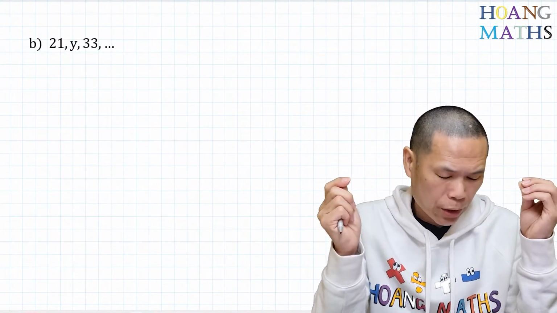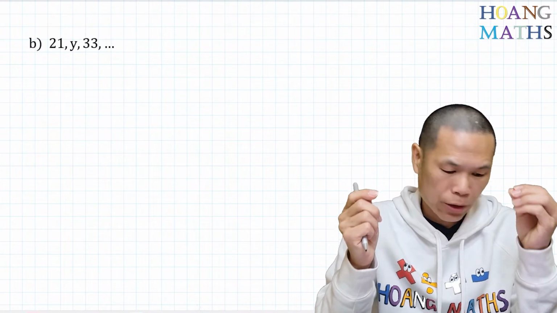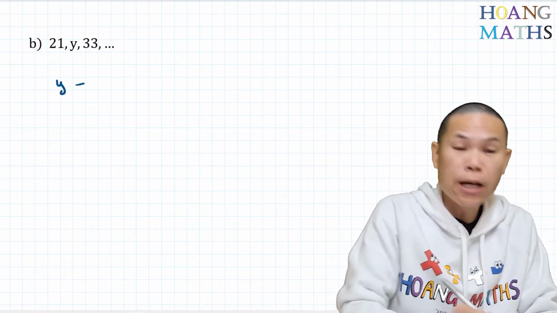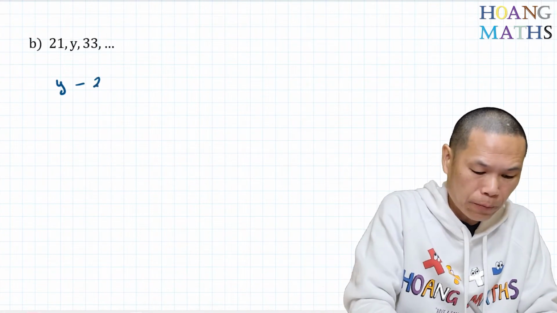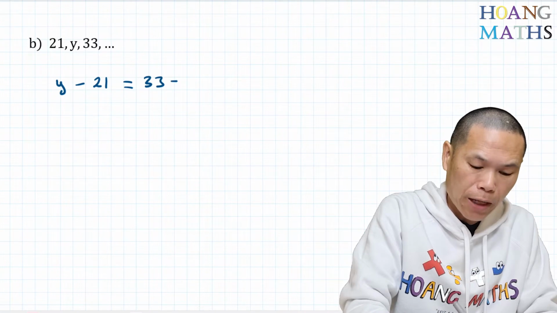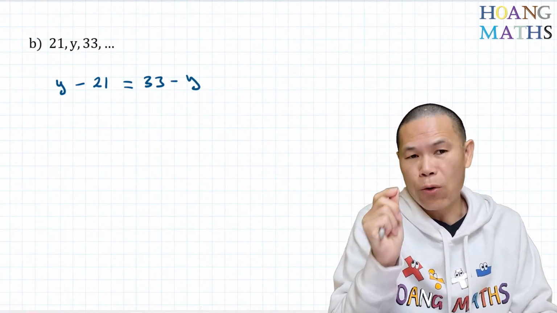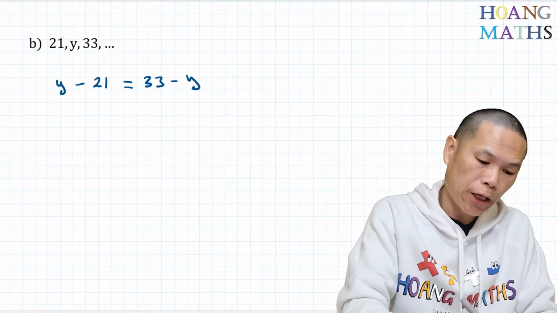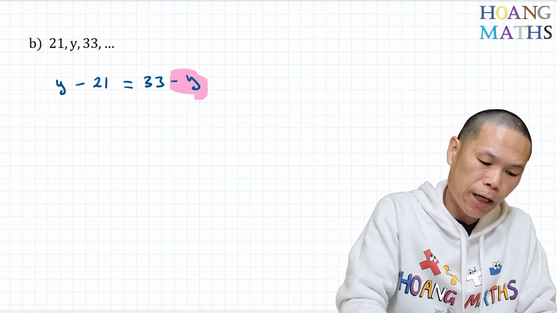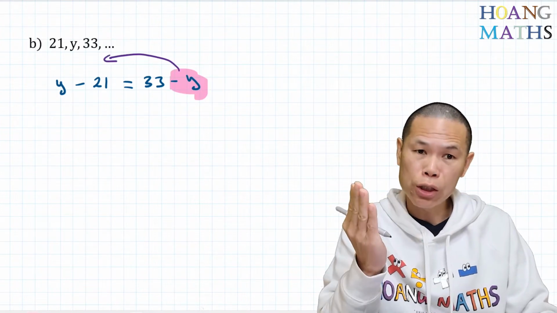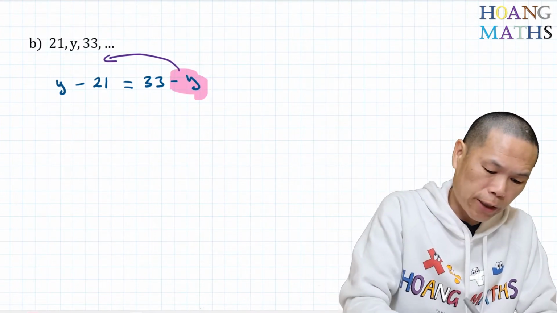Second one. Find the value of y. First of all, we know that term 2, that is y minus term 1, that is 21, is exactly the same as 33 minus y. Now we just solve for y. So we put y on one side and a number on the other side. This y here is negative, so it is better if I move it to the other side, where it becomes positive.